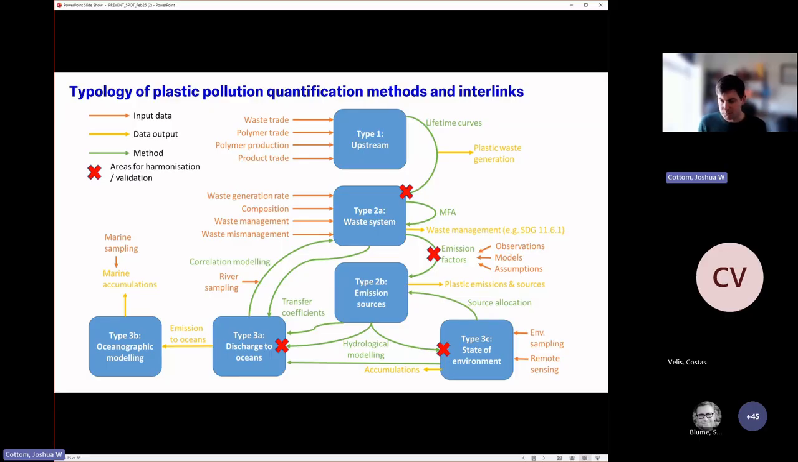We want to make sure that they're all in agreement in terms of what, say, the largest sources are. And then in the type 3 methodologies, what we can have here is harmonization that links what we're finding in the environment to what we are saying the hotspots are, or the emissions into the environment are. This can be done through things like environmental sampling.